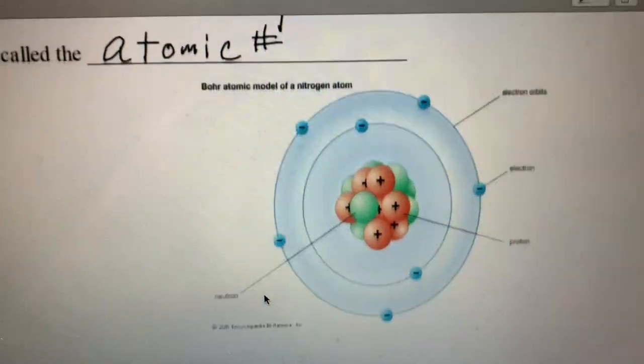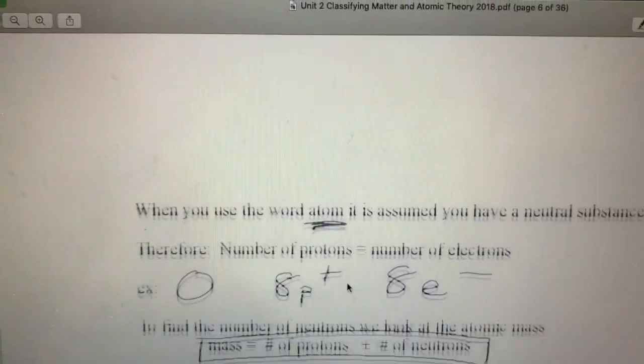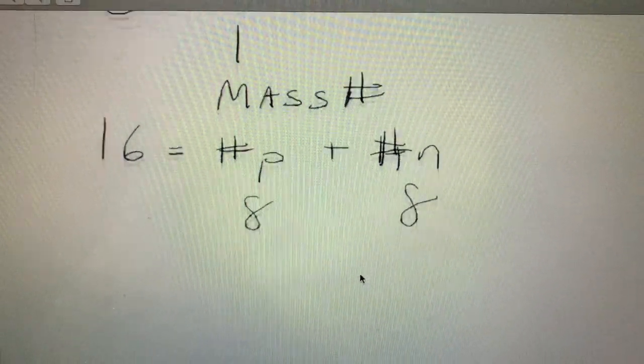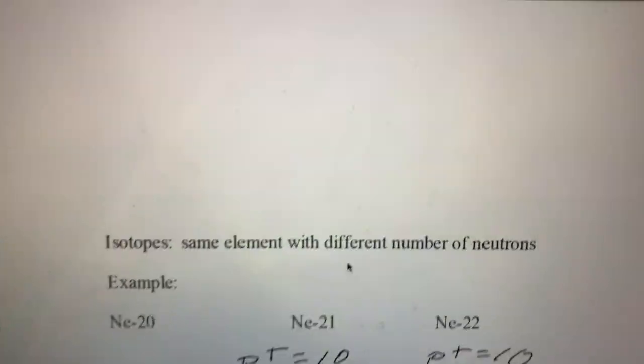Okay, fantastic. So now let's talk about our last topic for today, something that's called isotopes.